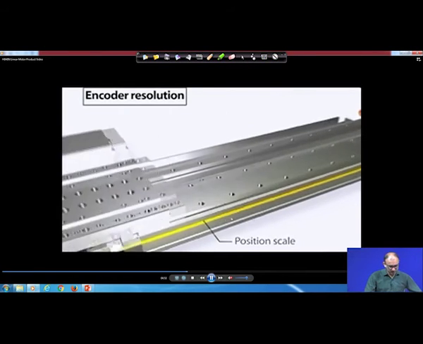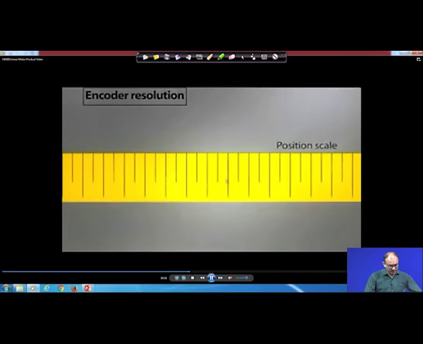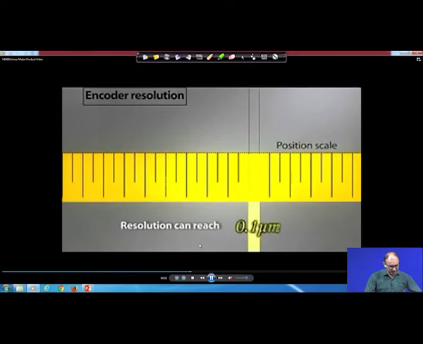Right. So, this is the position scale attached here. There are different markings, that is called the position scale, and each one you can get with 0.1 micron.